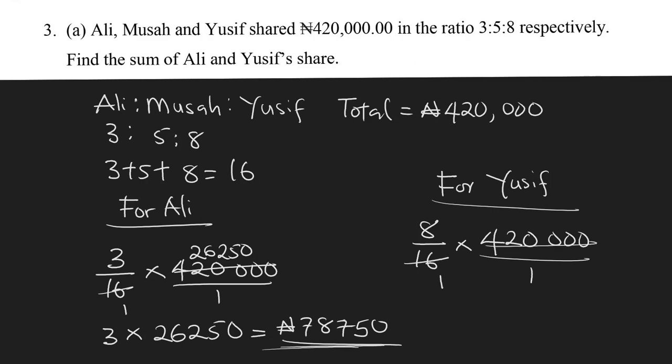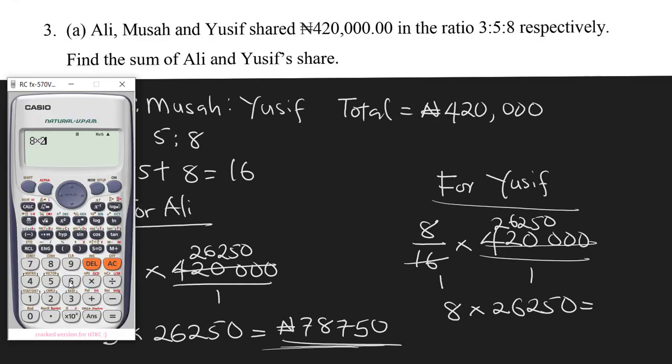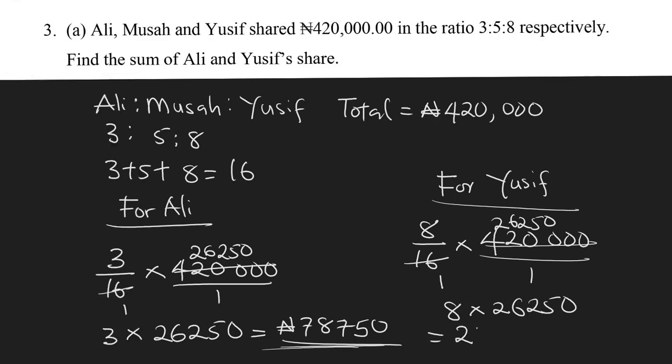16 into 420,000 is 26,250. So it's going to be 8 times 26,250. So we're going to have what? Let's multiply it. 8 times 26,250 is equals to 210,000. So this is Ali's share.